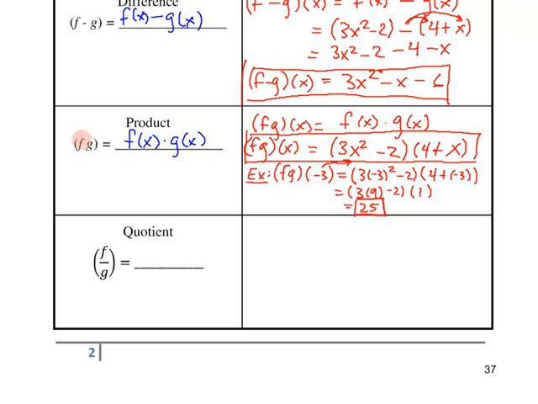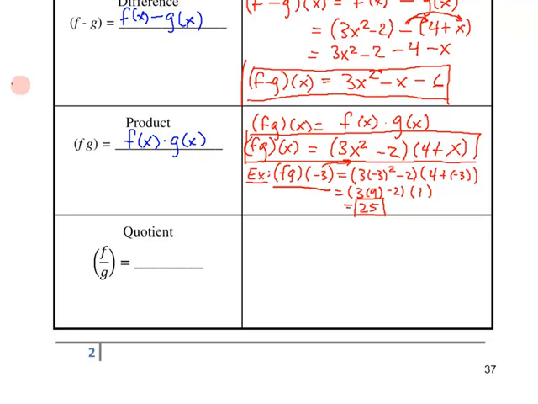Right? The product of these two functions is this formula here, and then that product function of negative 3, the output is 25. Okay? So that's how we would do an example like find fg of negative 3.